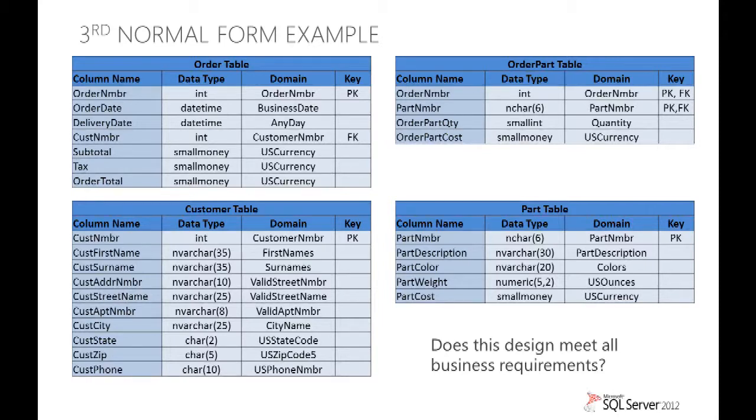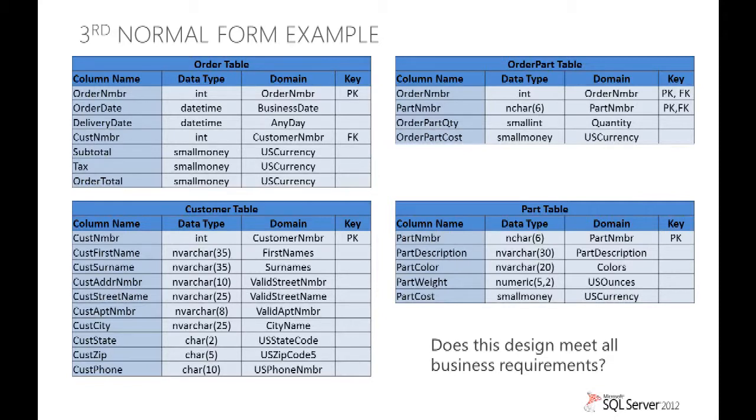Another thing to talk about is the idea of storing a calculated value. So in the order part table, we've stored the order part cost, which is easily calculated by just multiplying the order part quantity times the part cost column down in the part table. And in the old days, when disk space was astronomically expensive compared to today, you tended to not want to store values you could easily compute in the database. It was cheaper to just calculate them whenever you needed to refer to the data.